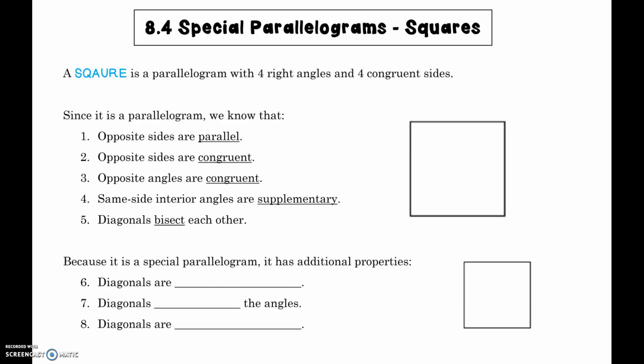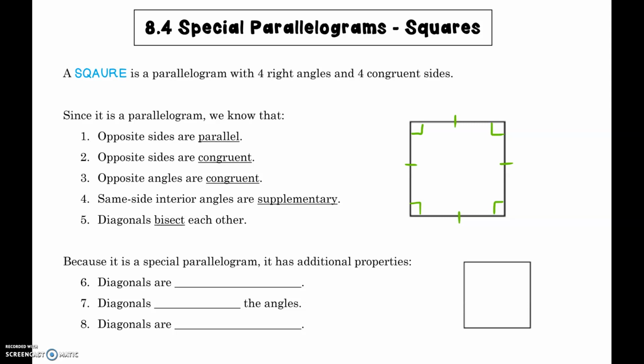Today we are going to learn about another special parallelogram. This one's going to be a square. So a square is a parallelogram with 4 right angles and 4 congruent sides. So we know that we have 4 right angles. All 4 angles measure 90 degrees, and all 4 sides are congruent. They are the same length.